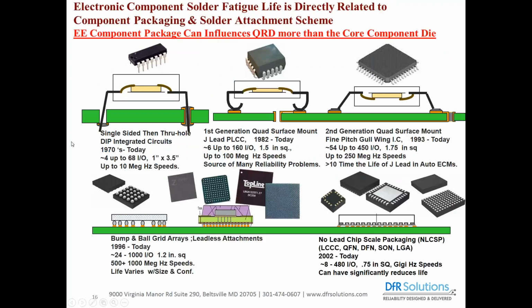So to illustrate some of the differences between the different kinds of component packages: when I got into electronics, we were using low-cost single-sided circuit boards with leaded components. I've got a little arrow here pointing to this upper left-hand corner DIP chip, where the lead goes through a hole, and on the back side of the board there's a solder pad that gets a little dab of solder from a wave solder to make the attachment.